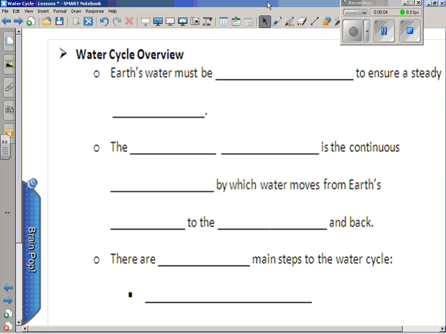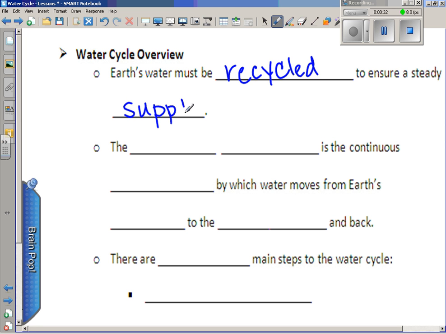Okay, let's go ahead and get started taking our cycles or biogeochemical cycle notes, starting with an overview of the water cycle. Now, Earth's water must be recycled to ensure a steady supply.